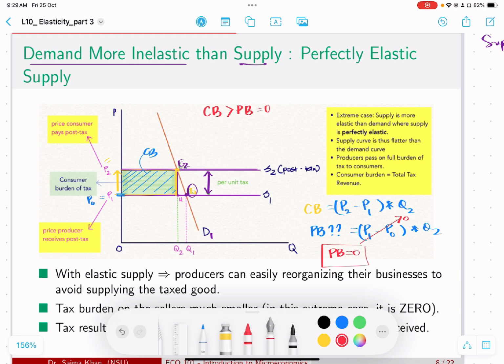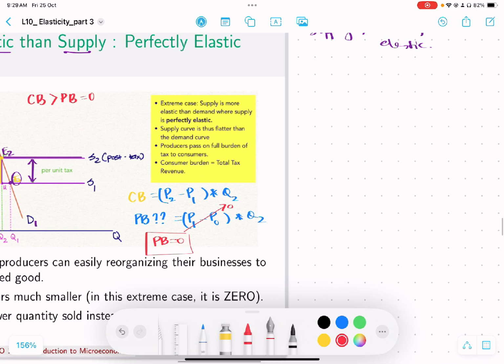All right. With this, we end our discussion where we explored what would happen when demand is more inelastic compared to the supply. I'll see you in the next video where we discuss what happens when demand is more elastic compared to the supply.